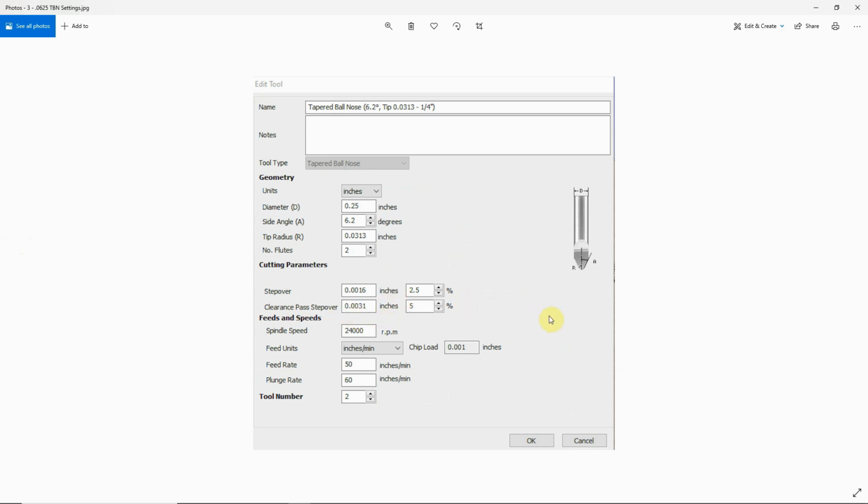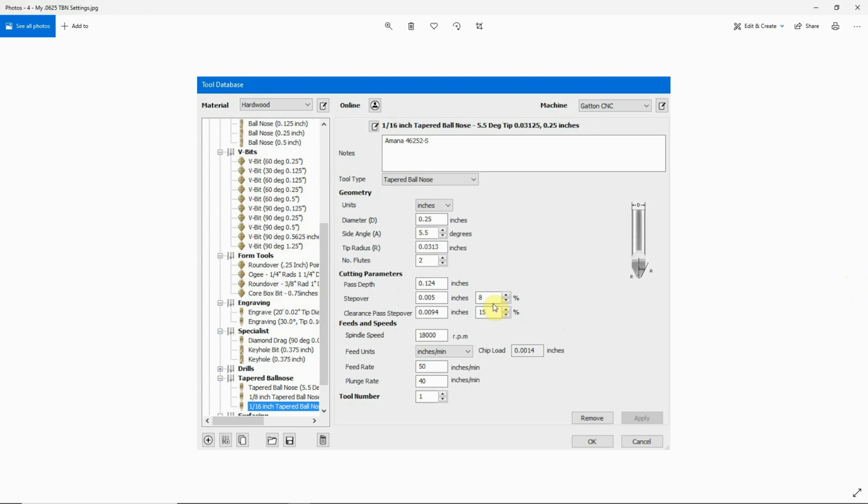Now, if he's running a 30-hour machining time estimate, just by bumping that up to 8%, he's going to cut that time by 2/3. Just adjusting this stepover to 8% will turn a 30-hour carve into a 10-hour carve. And even then, that may be overkill. It may not need that level of detail.